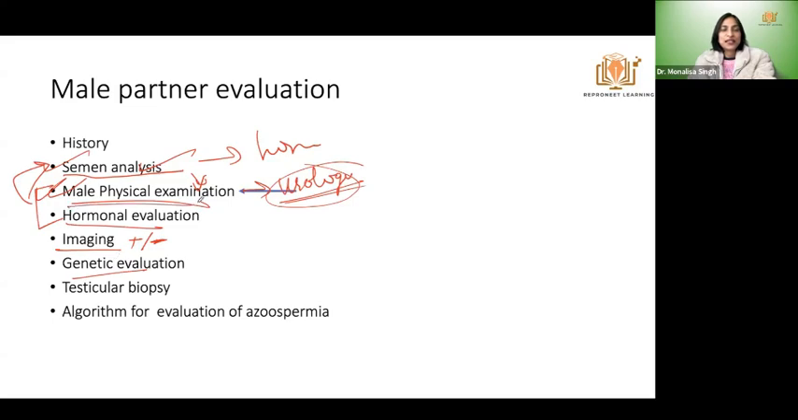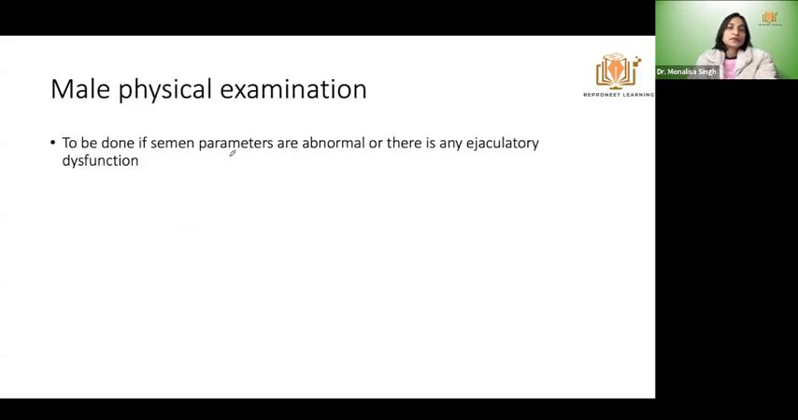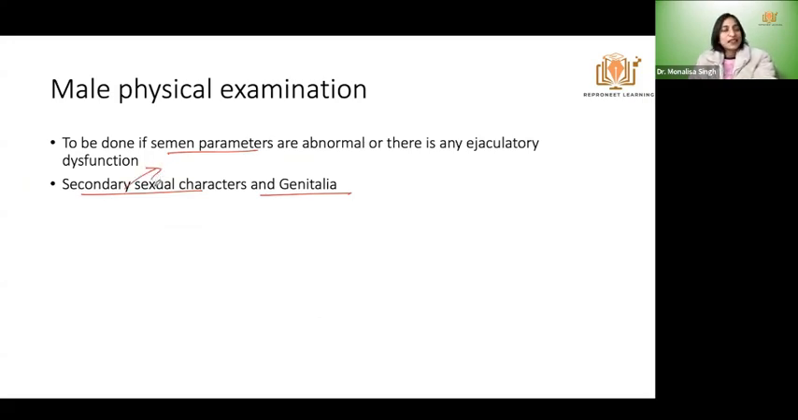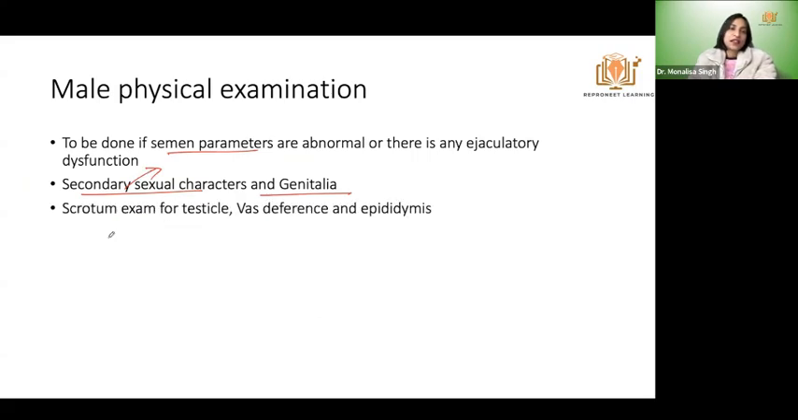So currently we're talking about male physical examination very quickly, only if semen parameters are abnormal. So this is the place where we do investigation first and physical examination later. What you will see: secondary sexual characteristics and genitalia. When will this be problematic? Hypogonadotropic hypogonadism. In testicular failures, it will be very, very late when secondary sexual characteristics get affected. It will be severe testicular deficiency that they'll lose their facial hair and all. Otherwise, loss of facial hair does not really correlate with testosterone in testicular failures.